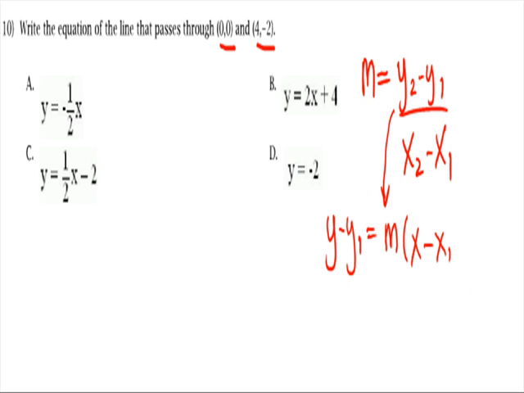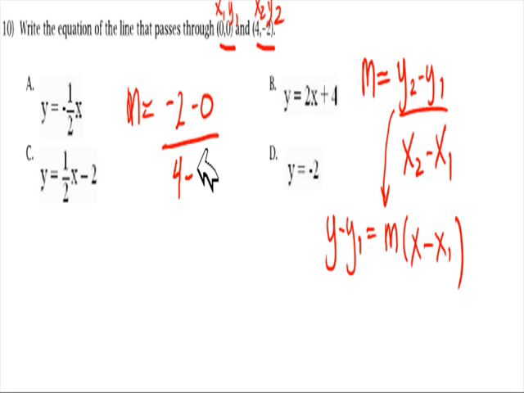So, taking a look at this, let's find our slope first. I'm going to identify one of these as my x1, y1, and one as my x2, y2, and I'm going to find my formula for slope. Slope is equal to negative 2 subtract 0, I did a y2 minus y1, over 4 minus 0, that's my x2 minus x1. We will simplify. Negative 2 minus 0 is negative 2. 4 minus 0 is 4. I get a slope of negative 2/4, which we can simplify to negative 1/2.